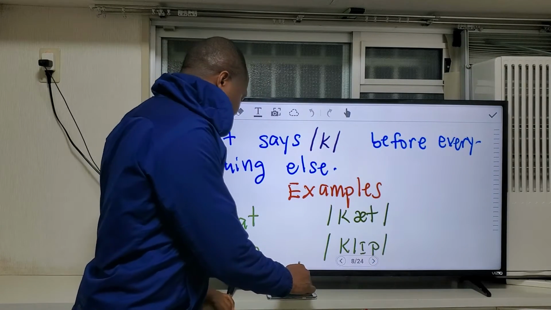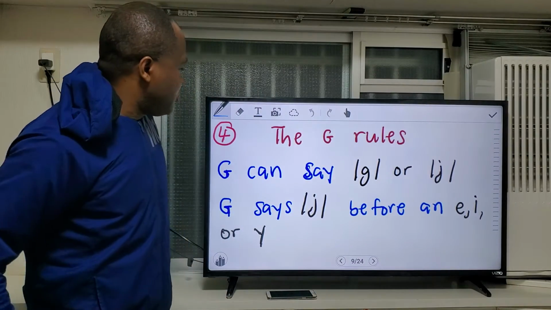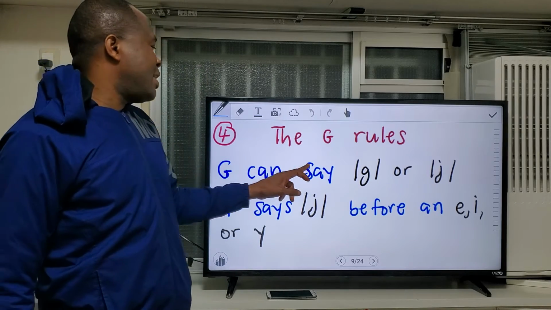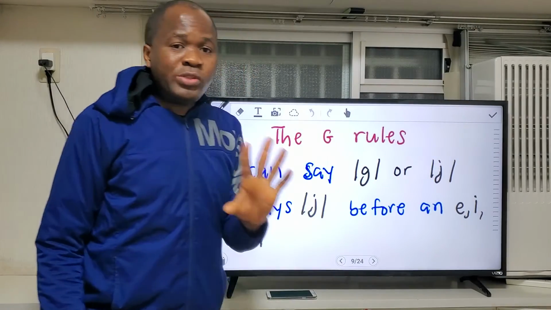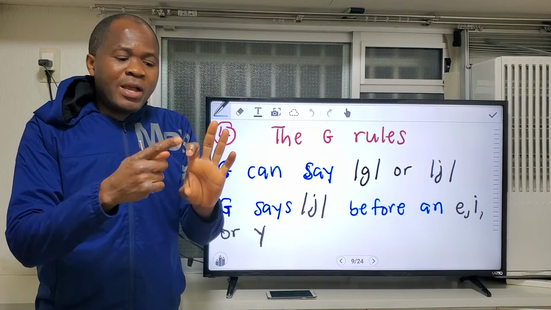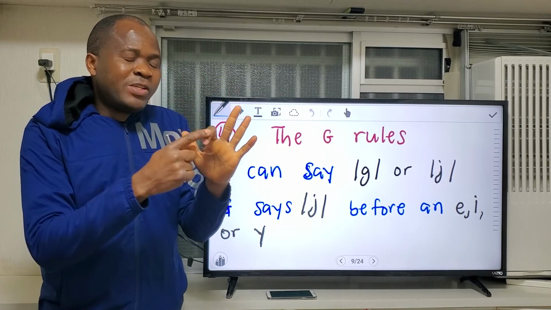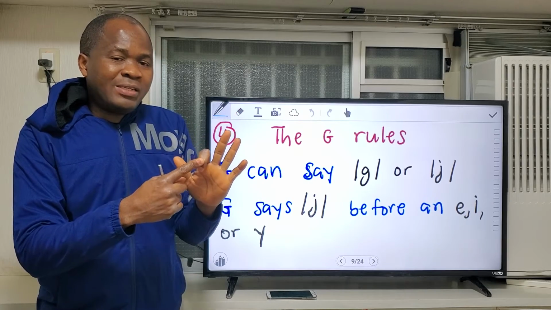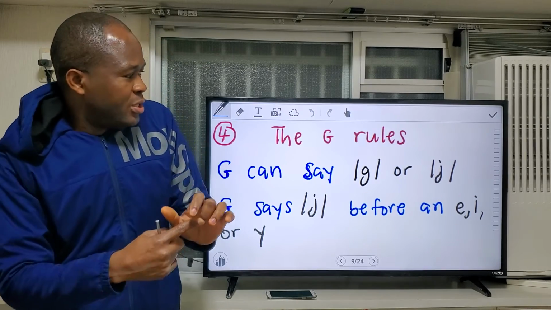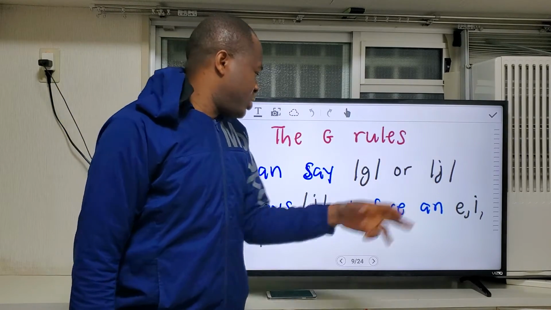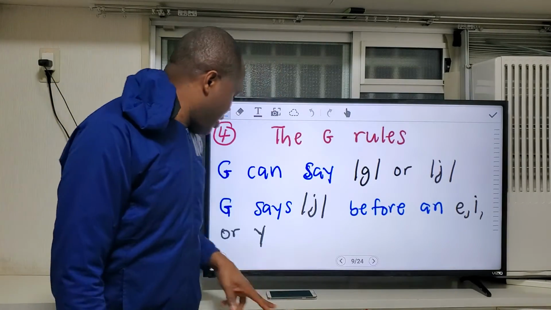Today we are looking at the G rule. The G says G. Then the G rules, we are saying that G can say two sounds. Just like the C can make K and S, G can also make two basic sounds. The first one is G, that is a normal standard sound, the general one. And the next one is J. So we call it the hard G and the soft G. Now let's see. G says J before an E, I, or Y.